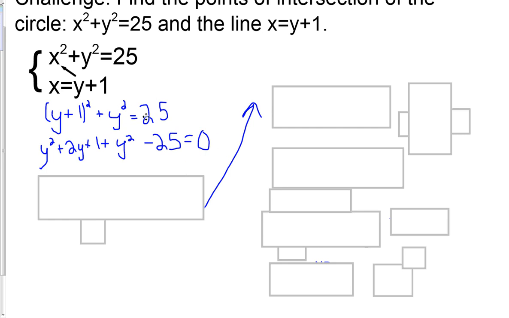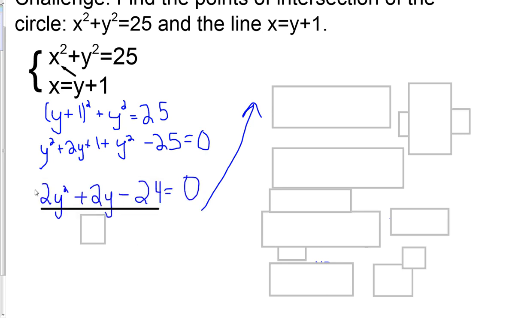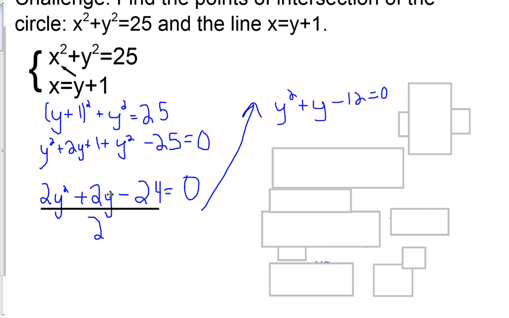Now we need to bring this 25 to the left side by subtraction so that we can factor to solve here, right? Because we can factor when something equals 0, but not when something equals a different number. So we got 2y squared, 2y, 1 minus 25 is negative 24. Those are all divisible by 2, which will make our factoring a little easier. So I'll divide each piece by 2 to get y squared plus y minus 12 is 0, and now we're factoring.